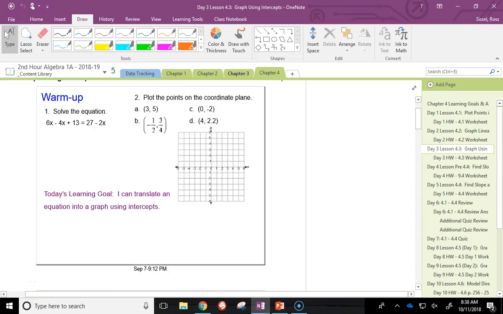Alright, so today we are working on 4.3. Let's go ahead and look at our warm-up. Solve the equation.